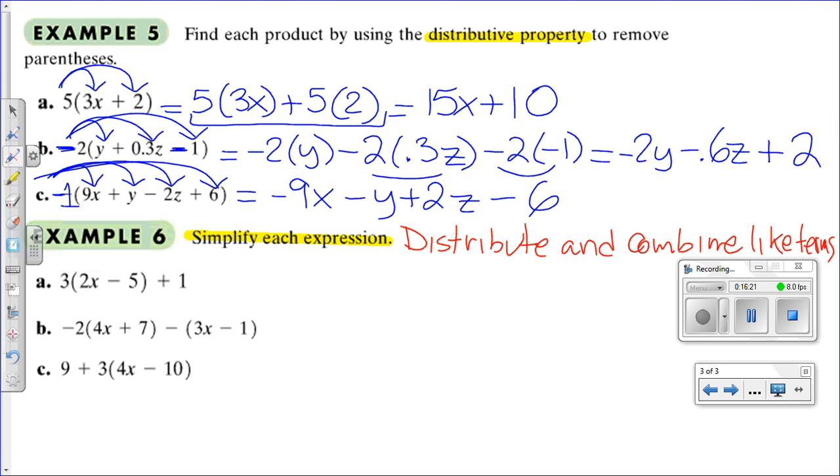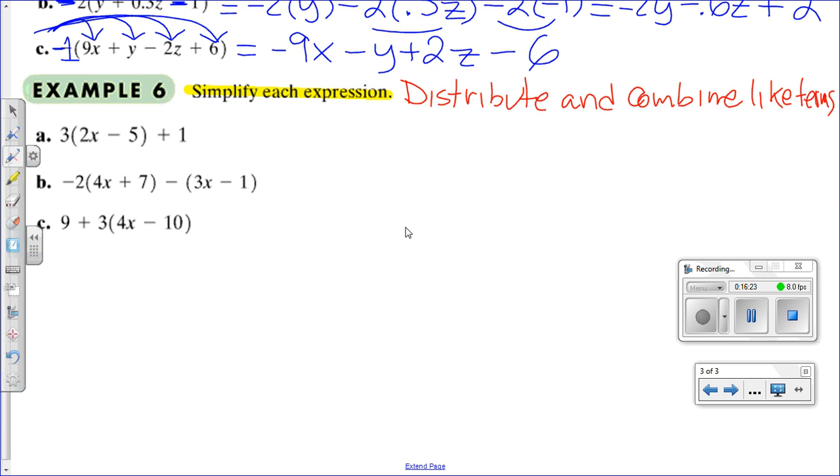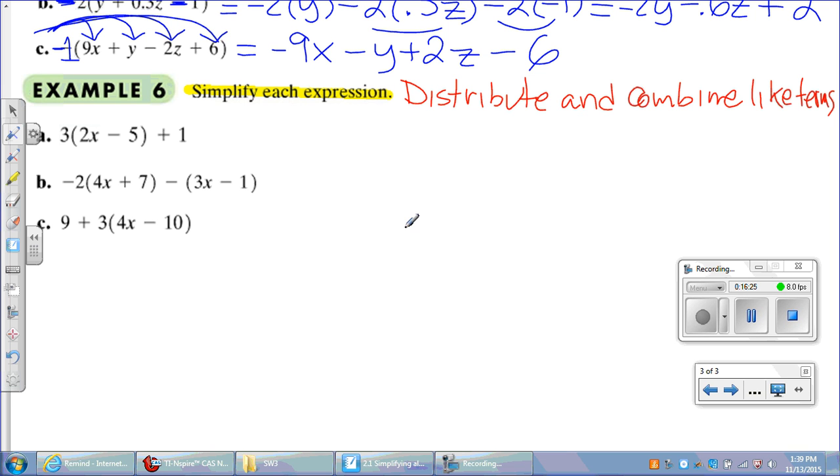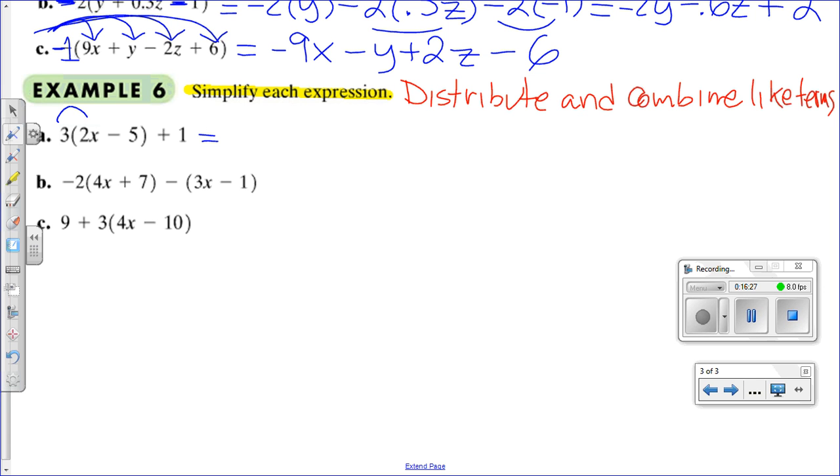So for the first one, we will distribute the 3, but only to the 2x and the -5. So that will be 3 times 2x is 6x. 3 times -5 is -15. And we still have a plus 1. So now combine like terms, we will have 6x minus 14.